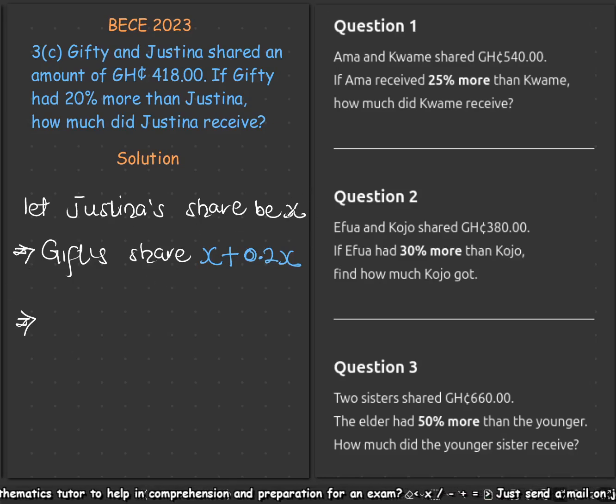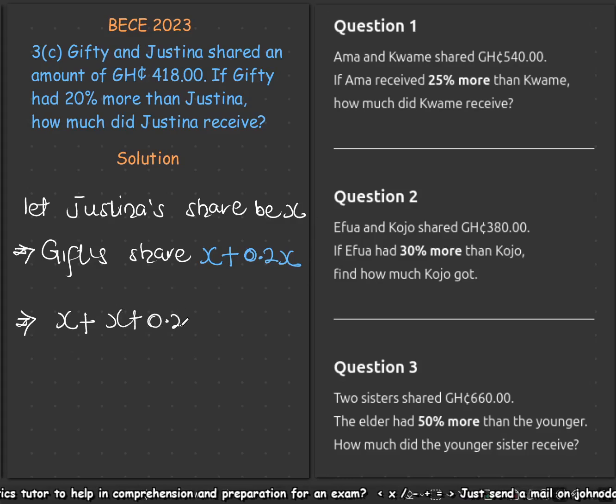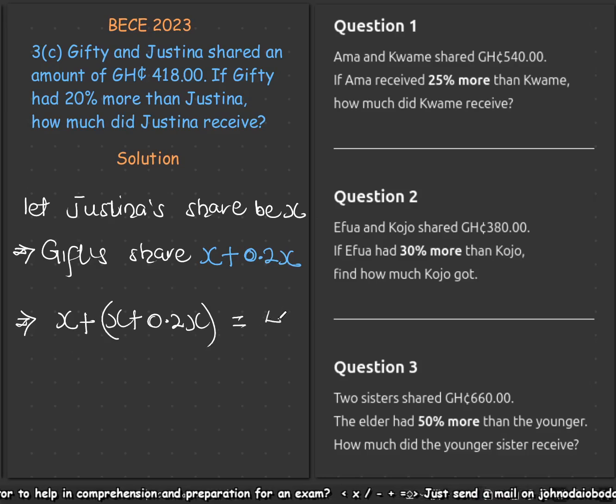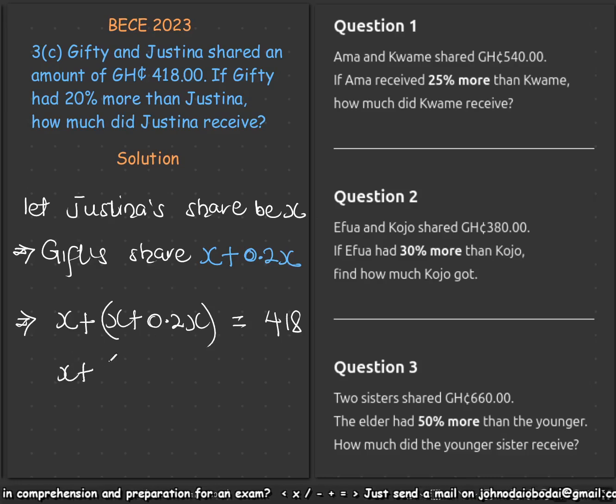And Justina's share we have here is X. So X plus Gifty's share, which is X plus 0.2X, is equal to 418 cedis. So it is now up to you to make X the variable. Taking out the bracket, we have X plus 0.2X gives us 1.2X, which is equal to 418.